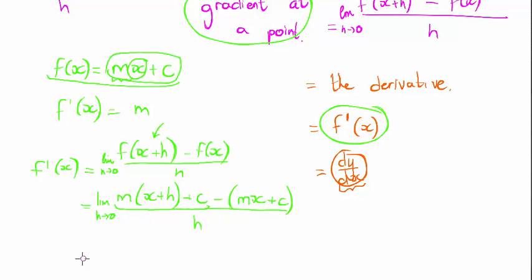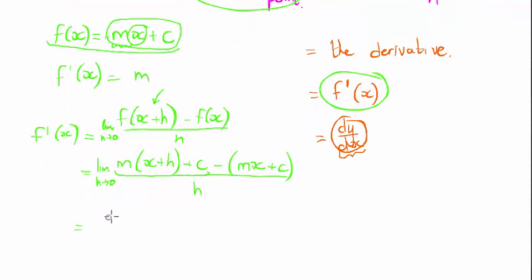So I'm going to simplify this thing. I would love to substitute, but I can't. I'm not allowed to as long as it makes my denominator 0. So I'm going to simplify. My m multiplies in. Since I can't substitute yet, I must keep my limit. I multiply in: mx plus mh plus c minus mx minus c, over h.